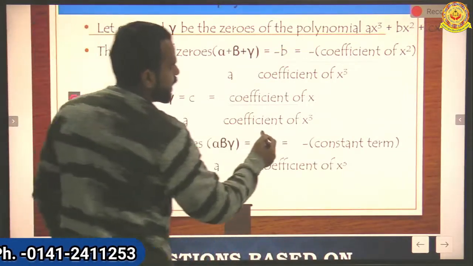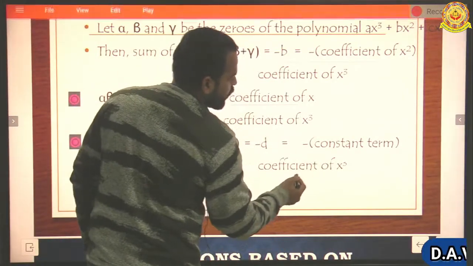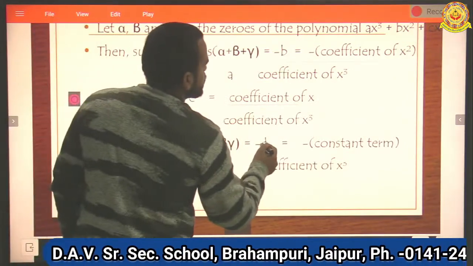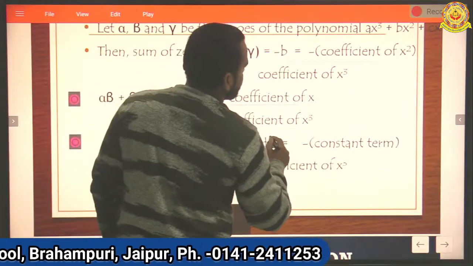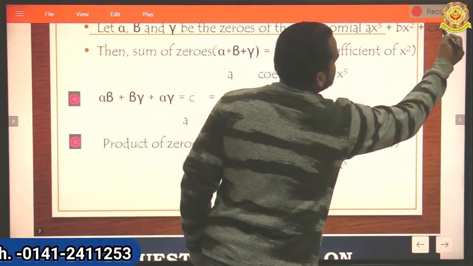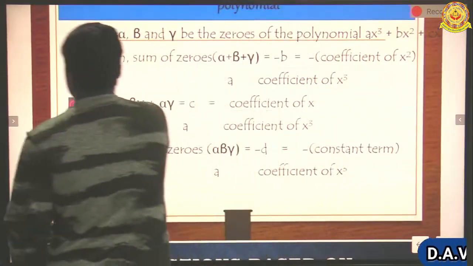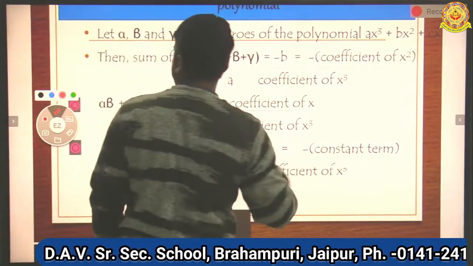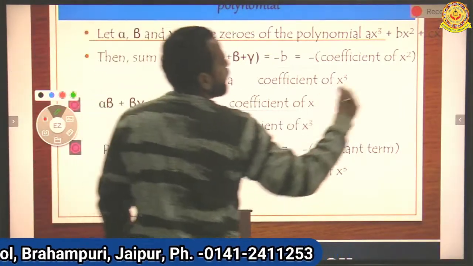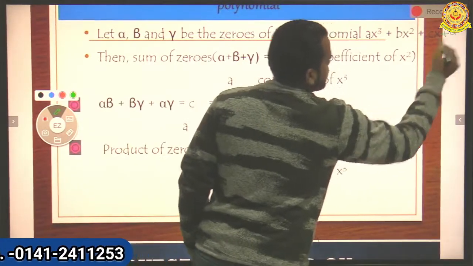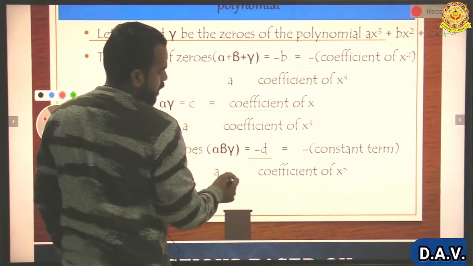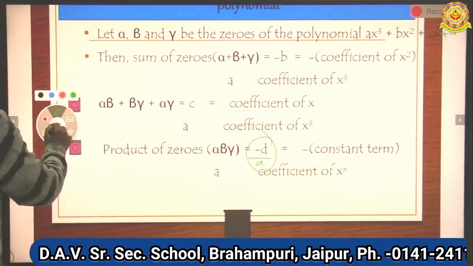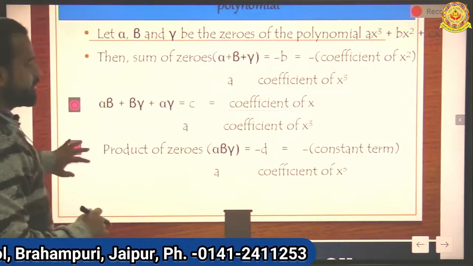Sorry, it would be, I think, the constant term upon the coefficient of x cube. The constant term is, I think, not given here. It would be plus d. Let me check. It would be plus d also. So constant term d upon a. Okay, although it's not in your course, so not important.